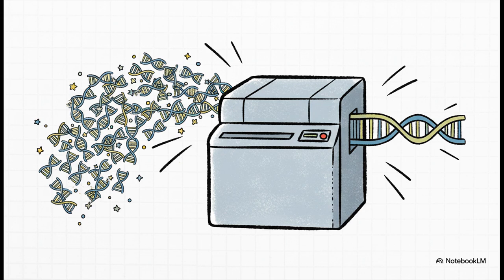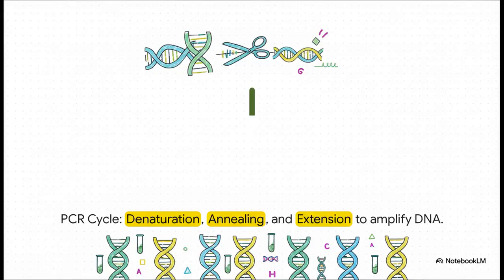This invention was a complete game changer, because it lets us take one tiny bit of DNA and make enough of it to actually see and work with. PCR is basically a cycle of 3 simple steps that we just repeat again and again.